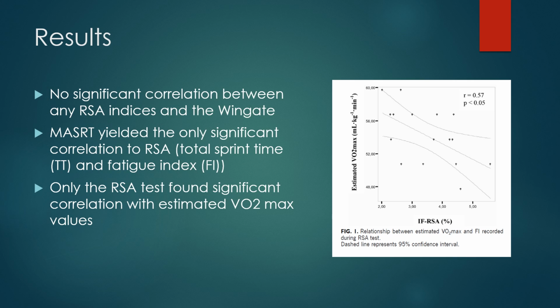And that could be explained by the contribution of aerobic metabolism, because the rest periods were 100 seconds and not 30 seconds like in the standard RSA test. There was more time for lactic acid removal and PCR restoration. And so that could maybe explain why there was a negative correlation there. And then only the repeated sprint ability test found a significant correlation with the estimated VO2 max, which I had discussed earlier.